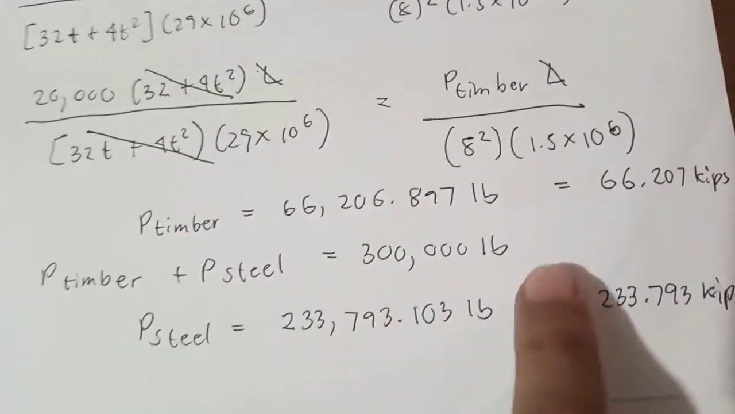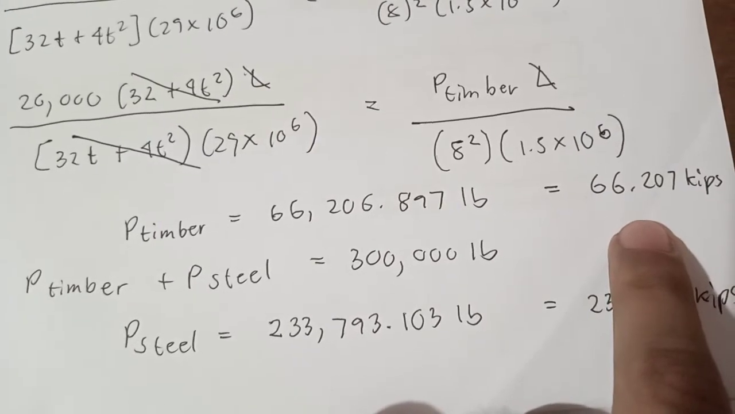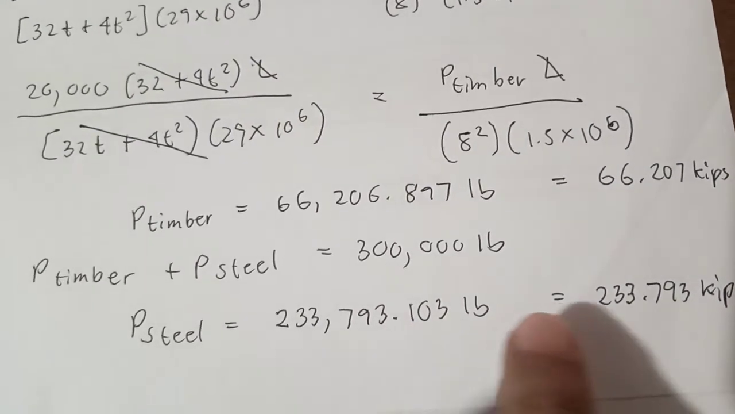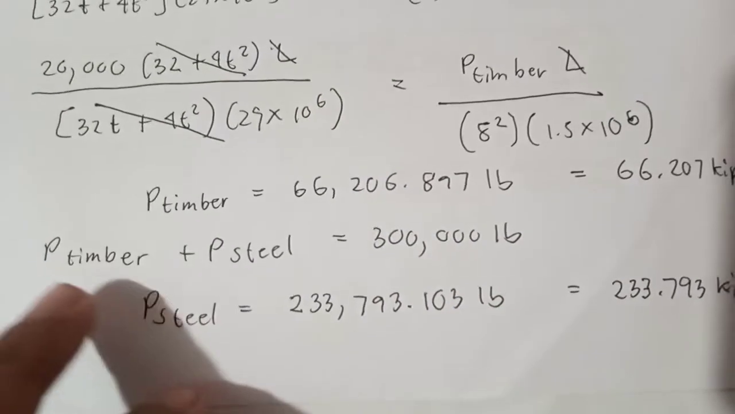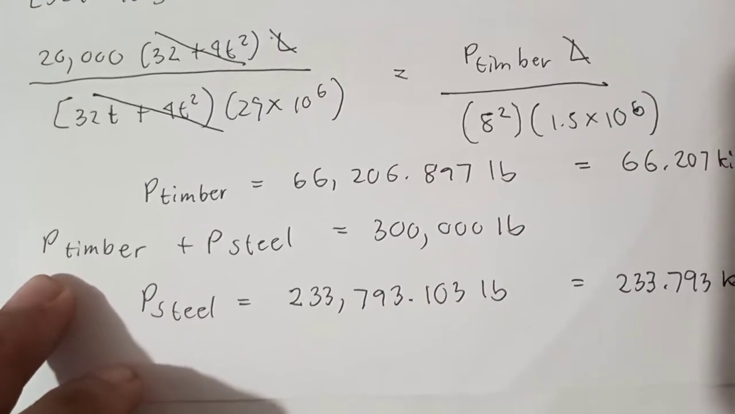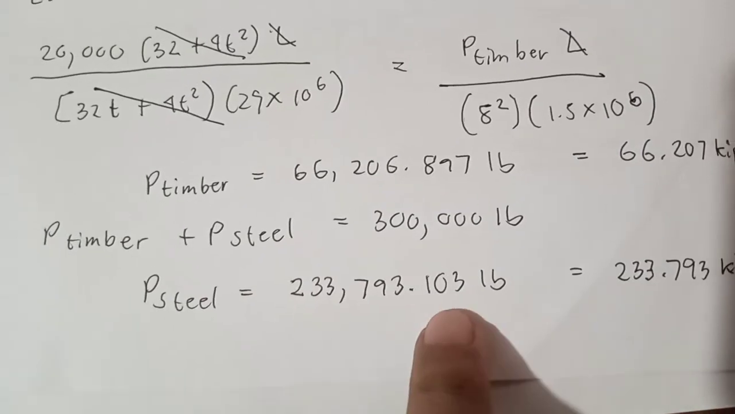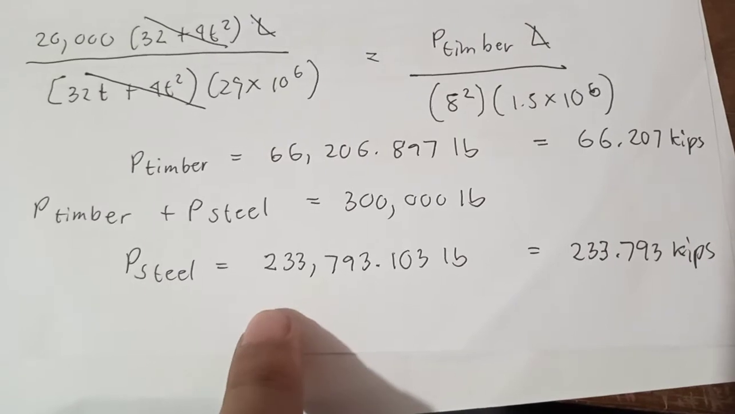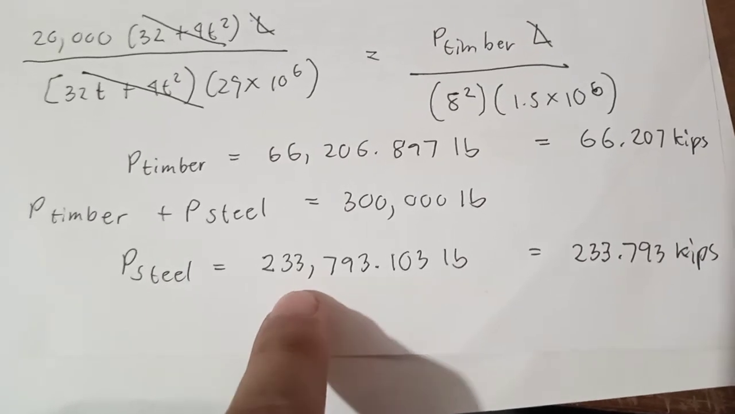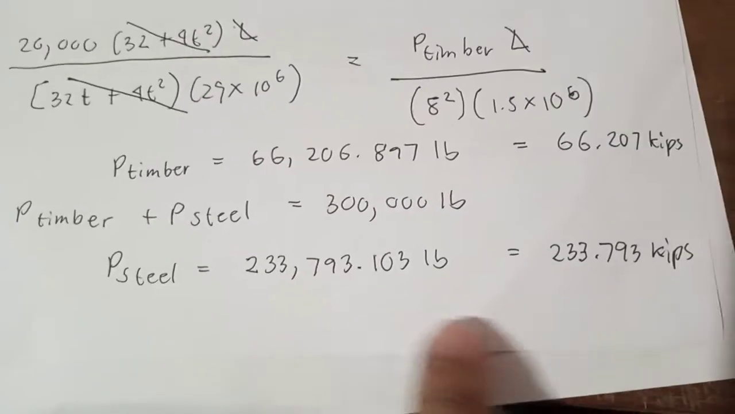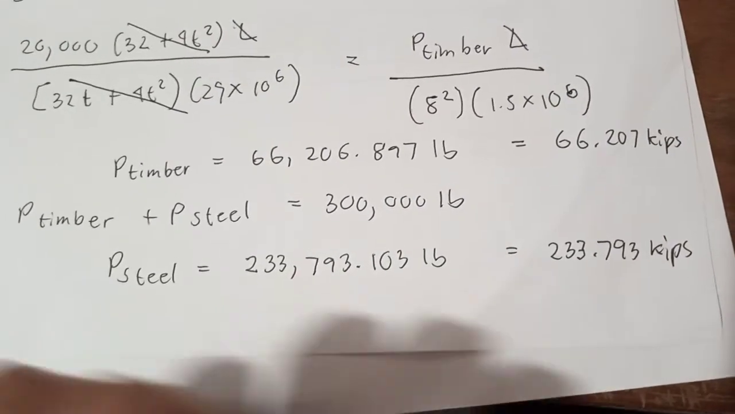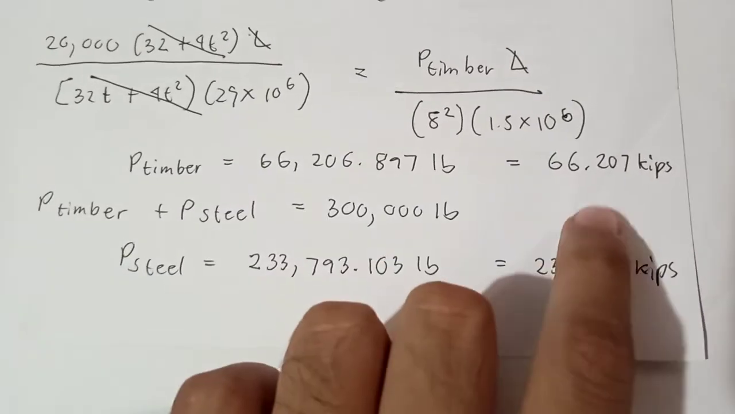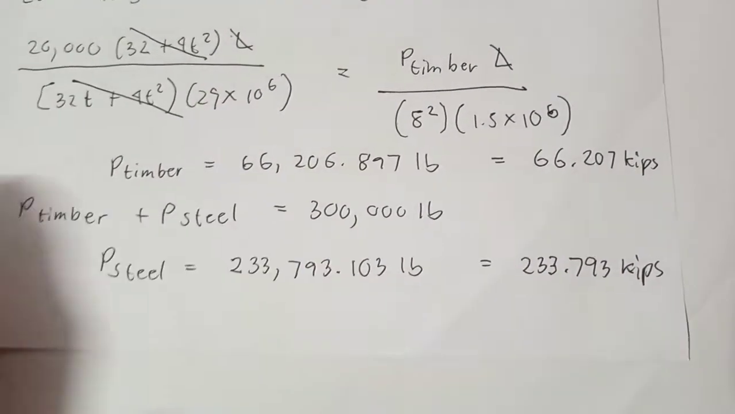So therefore, we set P timber as 66.207 kips or 66,206.897 pounds. We back substitute to the first equation, which is P timber plus P steel equals 300,000, so we get the value of P steel. The P steel is 233,793.103 pounds or 233.793 kips. From that, we get the actual values of P timber and P steel.